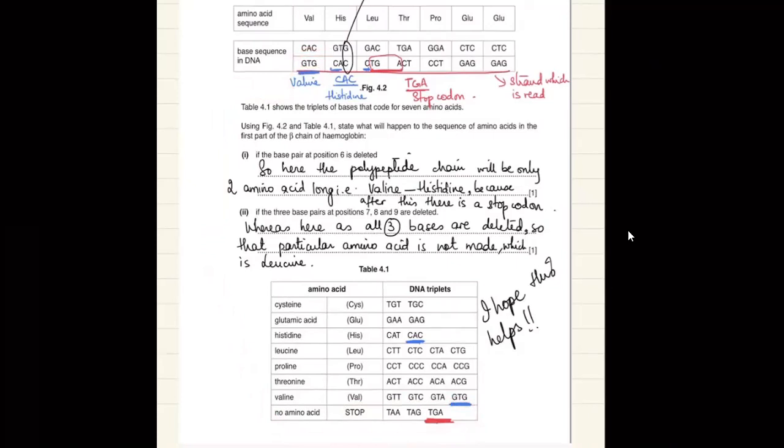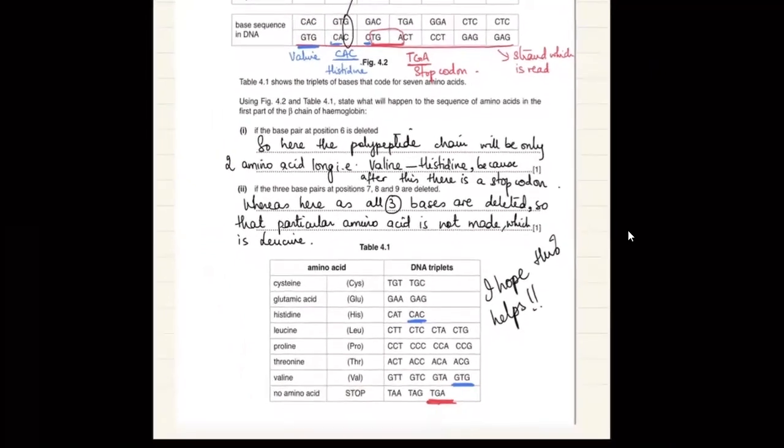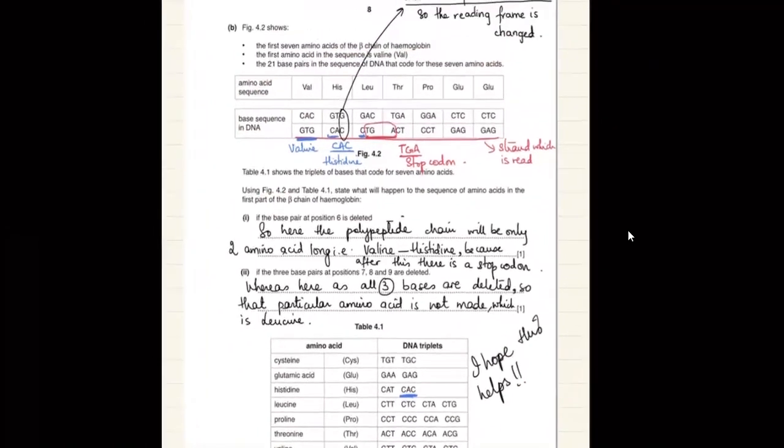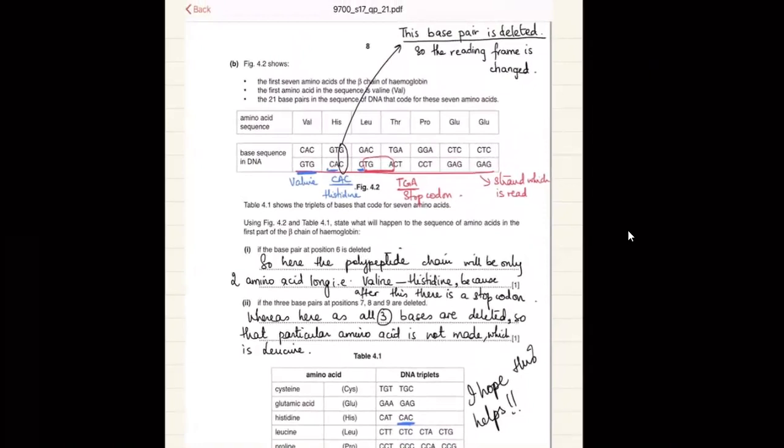Yes, Miss. समझ आई बात? अच्छा, आगे की बात तो समझ आ गई थी ना, और you were not able to understand. In fact, ऐसे करती हूँ कि I will repeat it. Now the examiner is saying, using Figure 4.2, यानी ये वाला figure, and Table 4.1, use these two things, this one and this one, to state what will happen to the sequence of the amino acids in the first part of the beta chain if the base pair at position 6 is deleted. So this is position 6 and this is the base pair which is deleted.